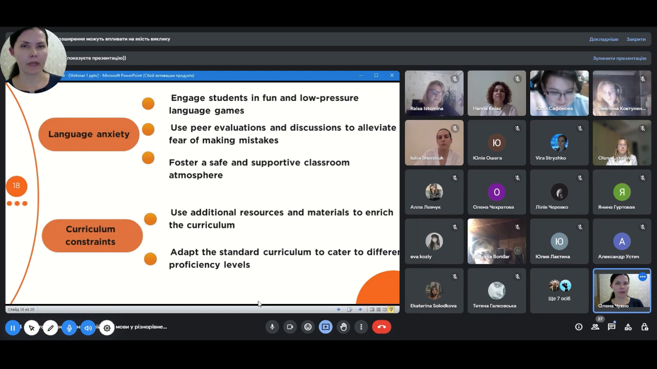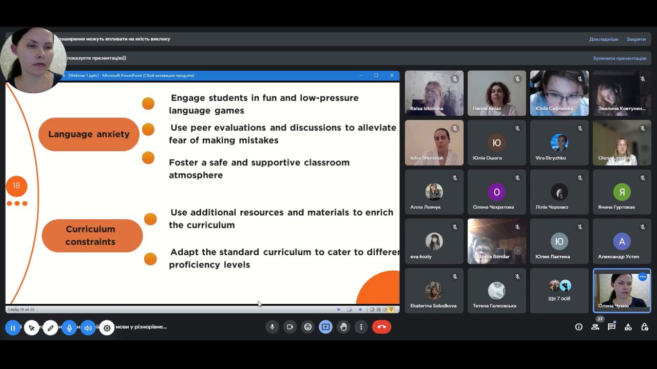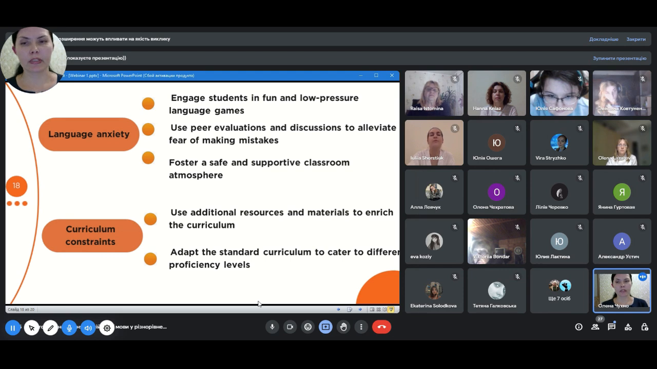Language anxiety. Engage students in fun and low pressure games, activities, peer evaluation and discussions. We haven't mentioned peer evaluation yet, but still it may be helpful. Formative assessment is important here. So if students evaluate each other's skills before the teacher assesses them, it will give them one more chance to finish the task well. We have mentioned the atmosphere.